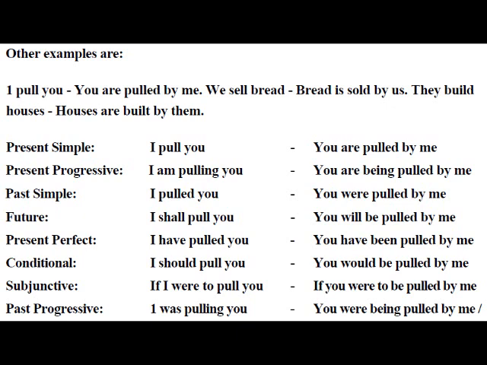Present progressive, I am pulling you, you are being pulled by me. Past simple, I pulled you, you were pulled by me. Future, I shall pull you, you will be pulled by me. Present perfect, I have pulled you, you have been pulled by me. Conditional, I should pull you, you would be pulled by me. Subjunctive, if I were to pull you, if you were to be pulled by me. Past progressive, I was pulling you, you were being pulled by me.